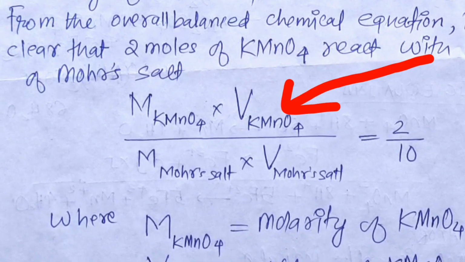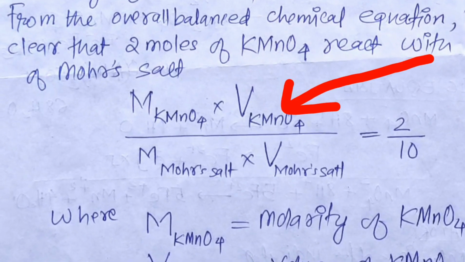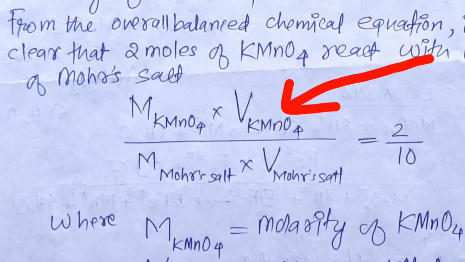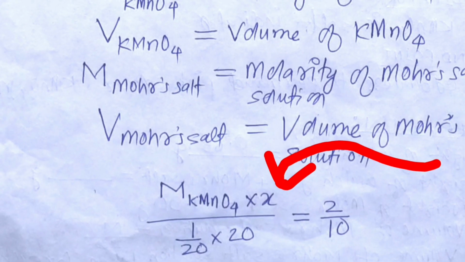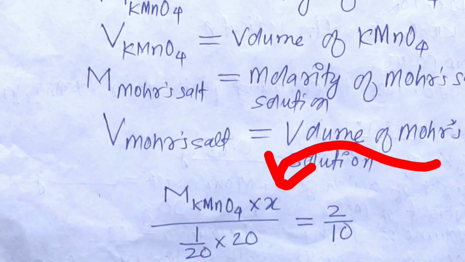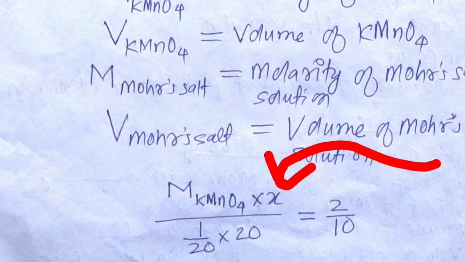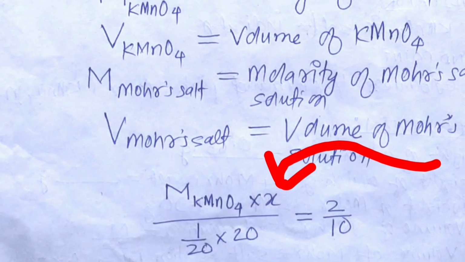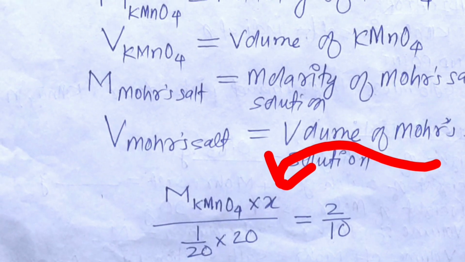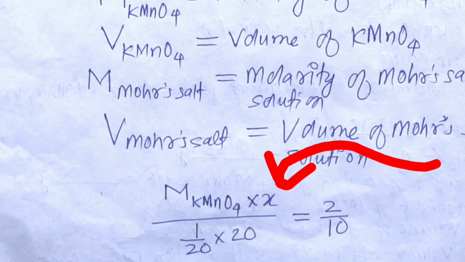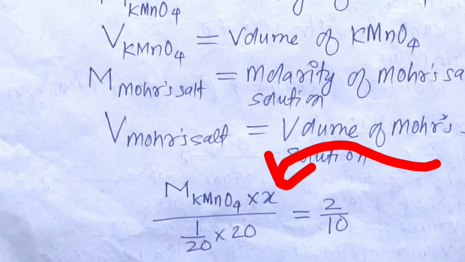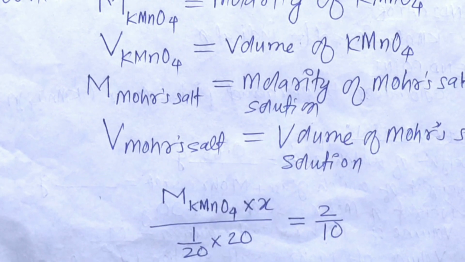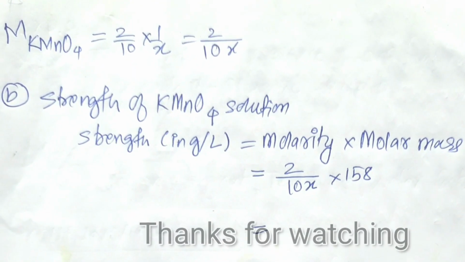After getting the values of KMnO4, we will take the average of the readings and put it in V KMnO4, the volume of KMnO4, and that will be the value of x. Putting it in the place of x and cross multiplying, we will get the molarity of KMnO4. To get the strength of KMnO4, we further multiply molarity by molar mass to get the strength in gram per liter. Okay, so this is the end of the experiment.